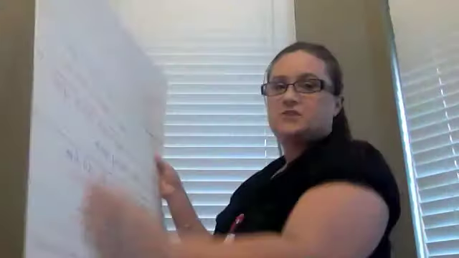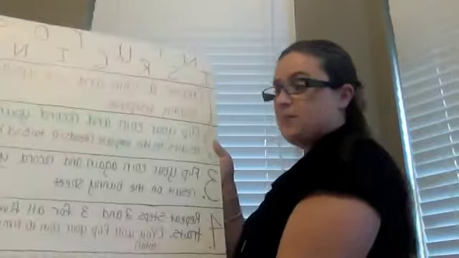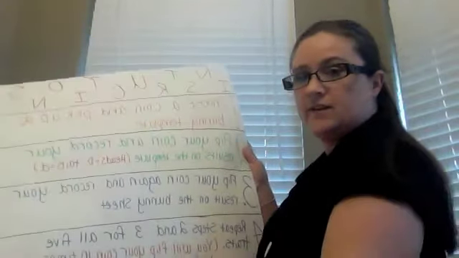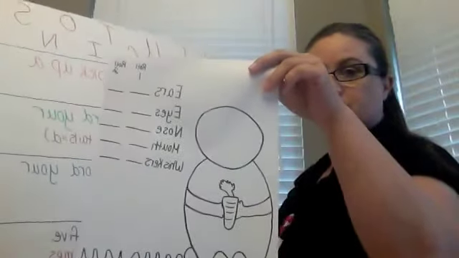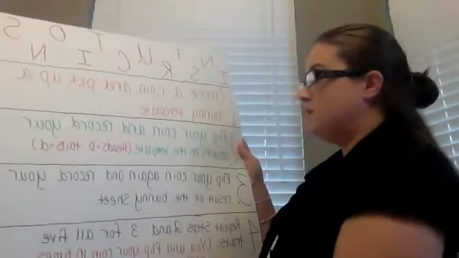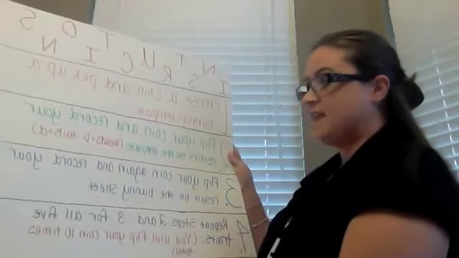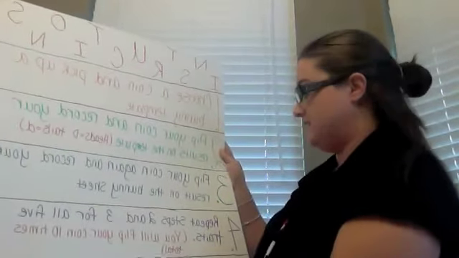The science station gives the students a list of instructions, and it says, 1, choose a coin and pick up a bunny template. And this is their bunny template. 2, flip your coin and record your results on the template. It says that heads is capital D and tails is lowercase d.